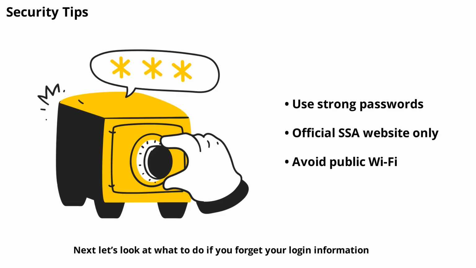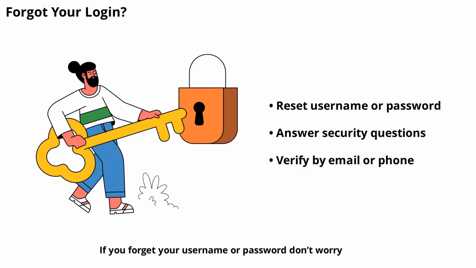Next, let's look at what to do if you forget your login information. If you forget your username or password, don't worry. The SSA website has a Forgot Username or Password link on the login page. Click it and follow the prompts to reset your information. You may need to answer security questions or verify your identity by email or phone. Once you've reset your credentials, you can log in and continue checking your application status.